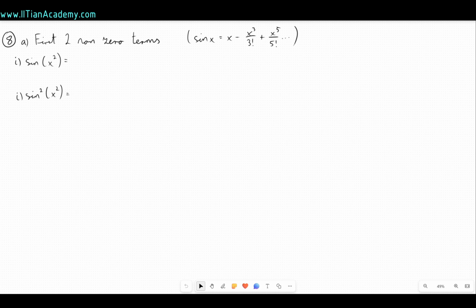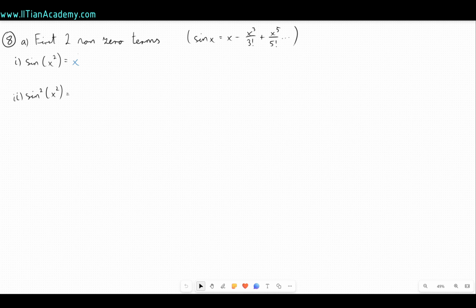So question 8. Here we are asked to find the first two non-zero terms in the Maclaurin series of these two questions. So we have part 1 and part 2. What we simply need to do is take this Maclaurin series of sine of x, which I have written here, and plug in x squared for the first one. So we simply plug in x squared wherever we see an x.